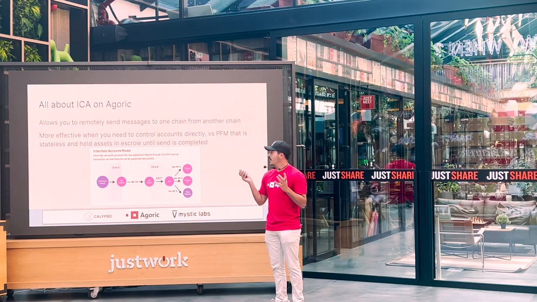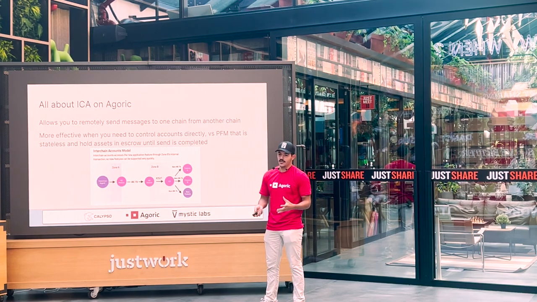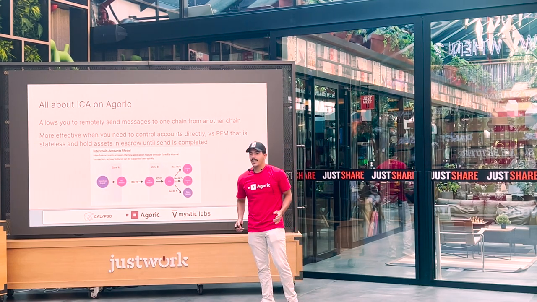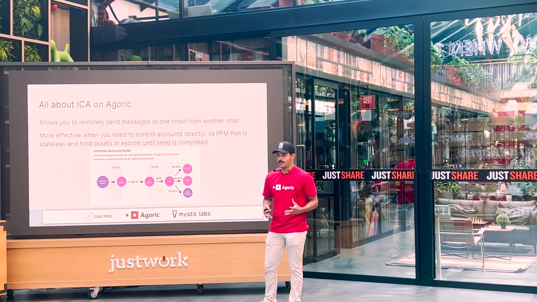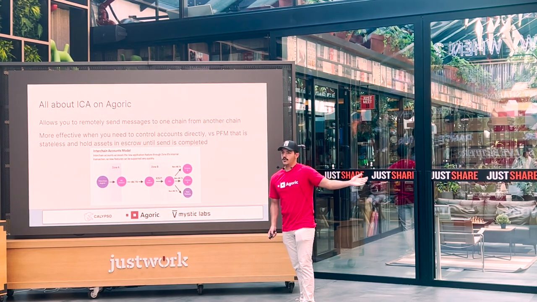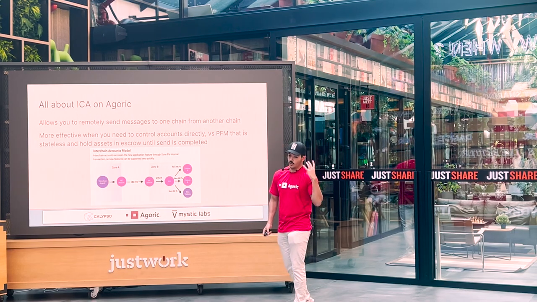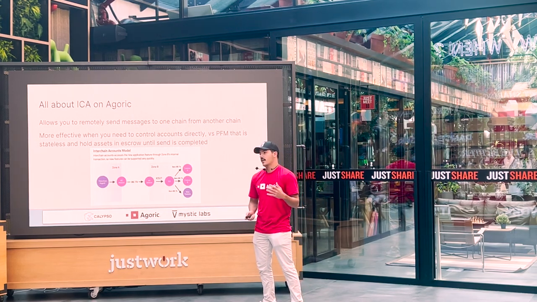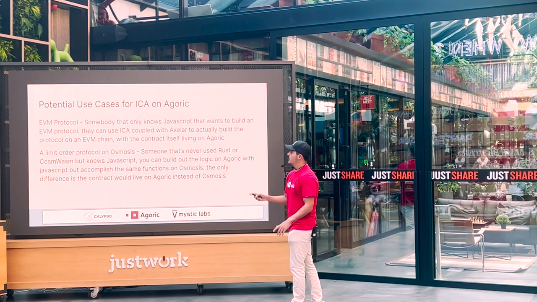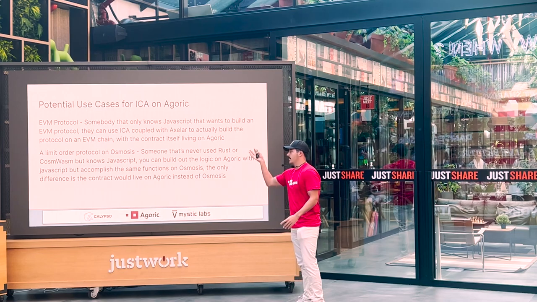But building on Agoric, it allows you to actually take less time and just find JavaScript developers, the most common developer language in the world. You can find as many people as you need to scale effectively to build out a better product. So you no longer have to find crypto native developers, you can find ones that maybe have a financial background and are really experienced at building financial products. These are the people that you want to have building your apps. So more potential use cases for ICA are maybe an EVM protocol.